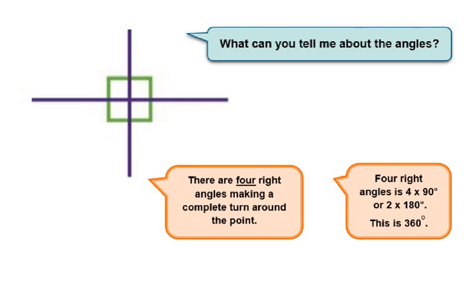So here explained is what I have just said to you. There are 4 right angles making a complete turn around this point. The point's in the middle, and they're turning and turning and turning and turning until they meet up again. 4 right angles is 4 times 90, or 2 times 180, which is 360.